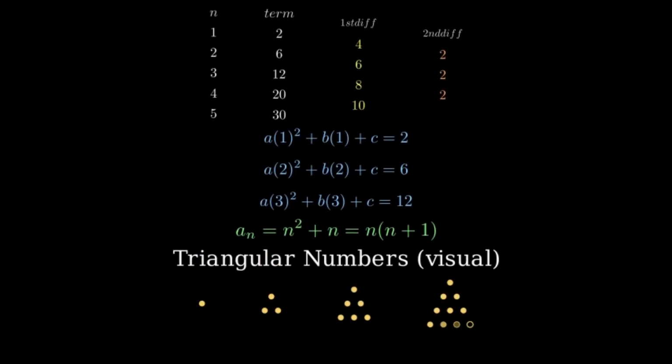Now, the visual trick. If we take 2 identical triangular dot arrays and put them together, we form a rectangle. 2 times the triangular number equals n times (n plus 1). So the triangular number equals n times (n plus 1) divided by 2. In words, that's n times (n plus 1) over 2.